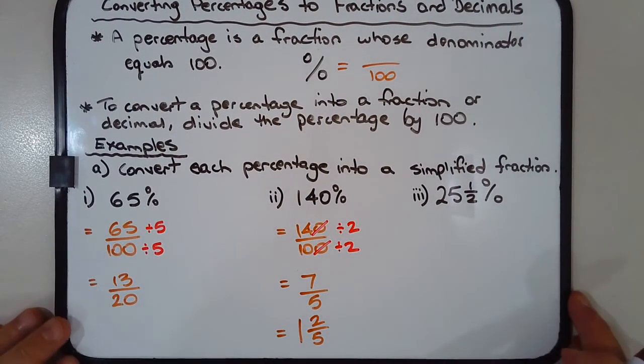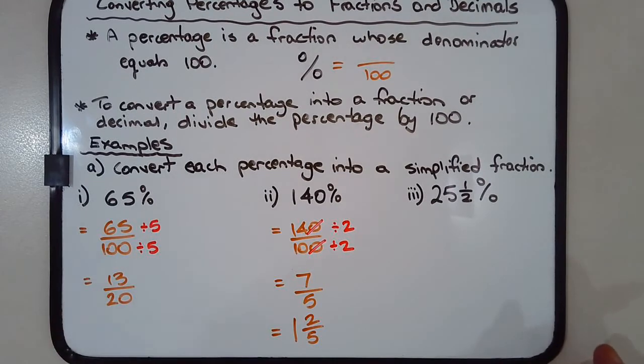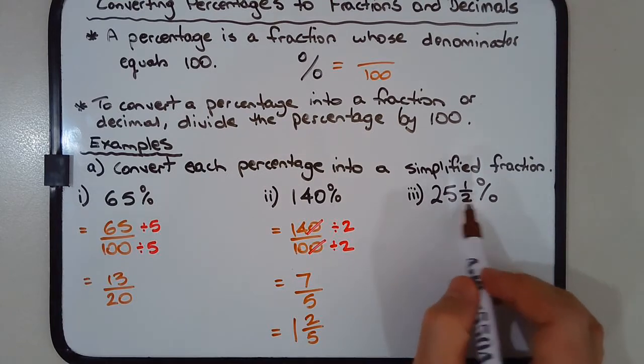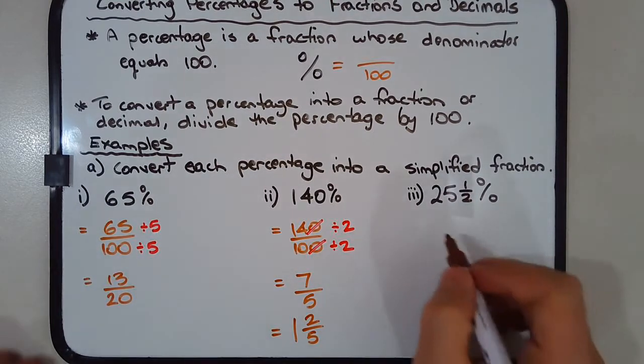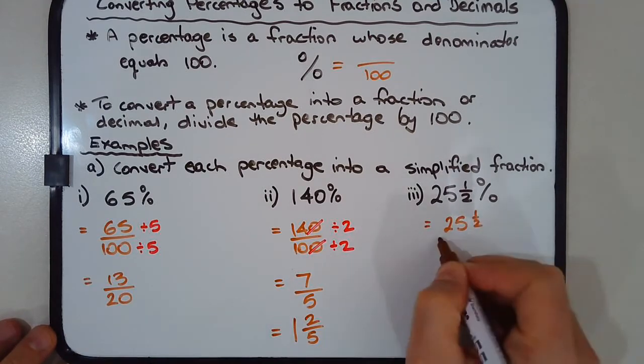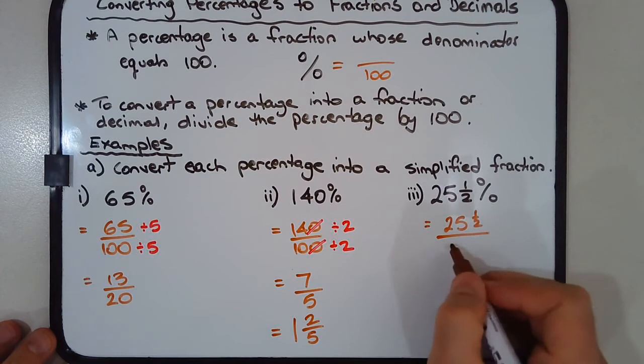What about this one? 25.5%. This one's an interesting one because it's a percentage that itself involves a fraction inside the percentage. Let's write it first as a fraction. So that's 25.5 over 100.